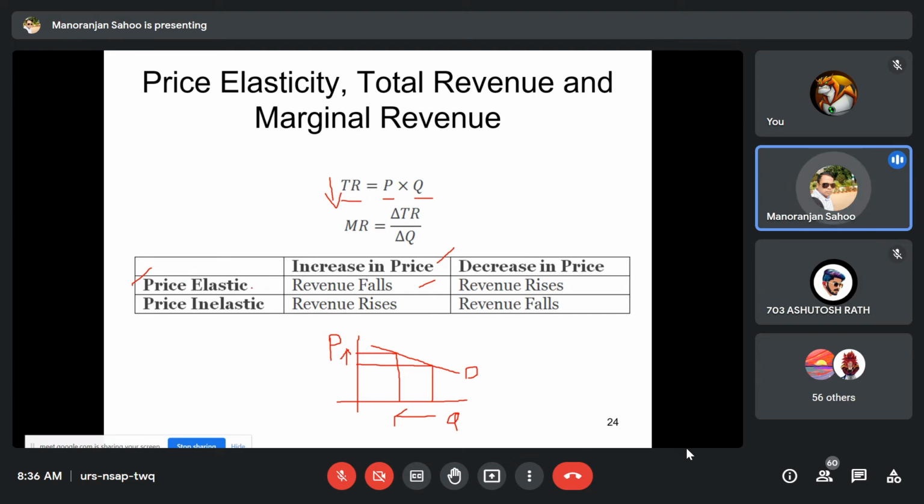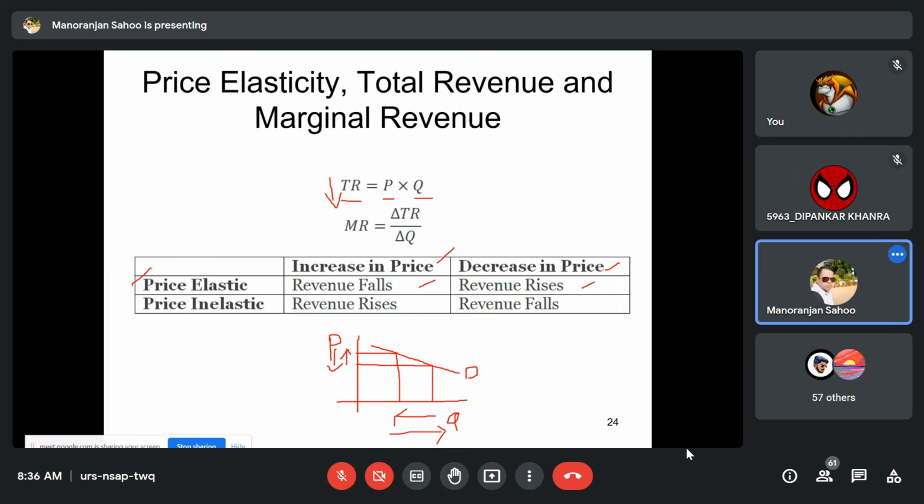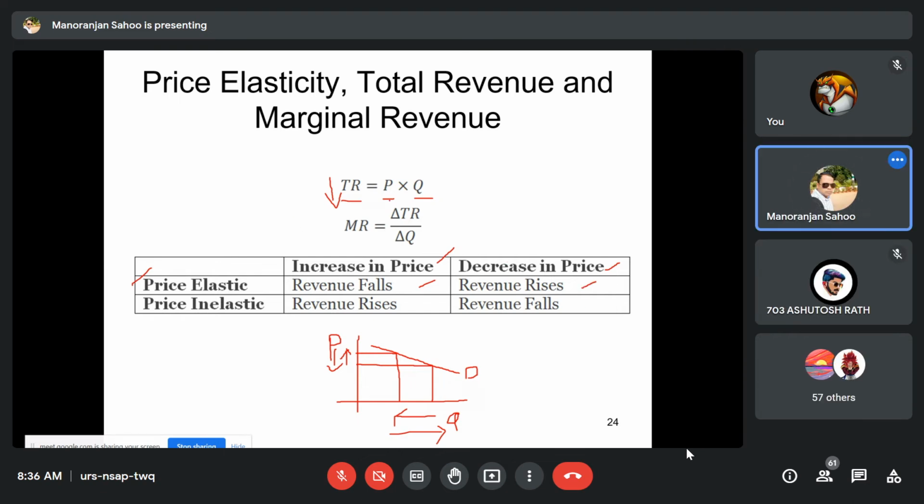And when it is elastic demand, if the seller decreases the price, similarly for a small reduction in the price, there will be a large increase in the quantity demanded. So as a result, total revenue will increase, because total revenue equals P into Q. So for a small reduction in the price, if there is a large increase in the quantity demanded, there will be a total increase in the revenue.